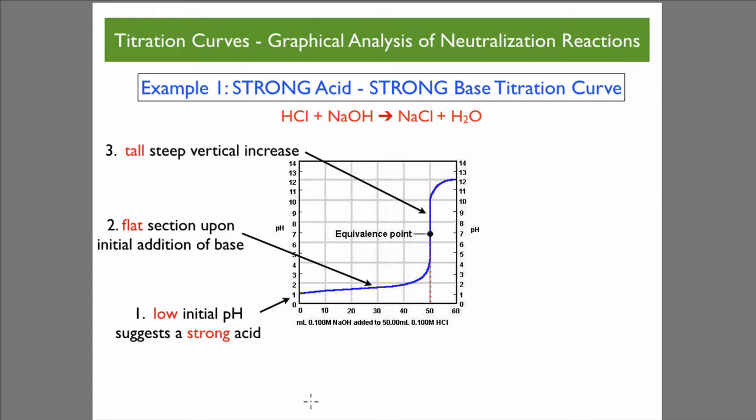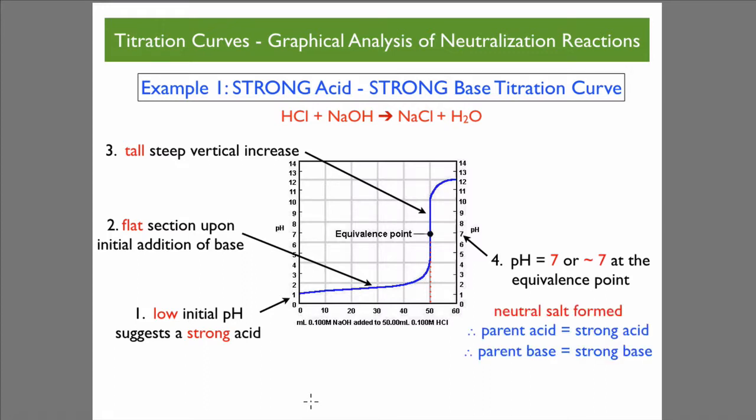Then you've got the tall, steep vertical increase. You can see that the equivalence point is at pH 7. So we know that a neutral salt is formed because the parent acid is a strong acid and the parent base is a strong base. And finally, we see you can get a high final pH, which suggests a strong base. It confirms we had a strong base.